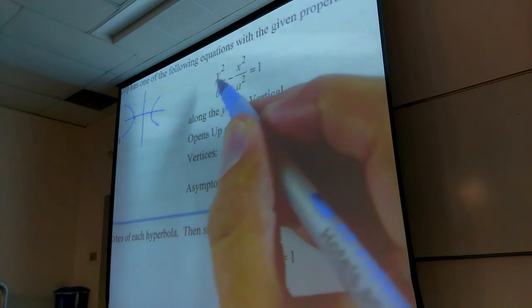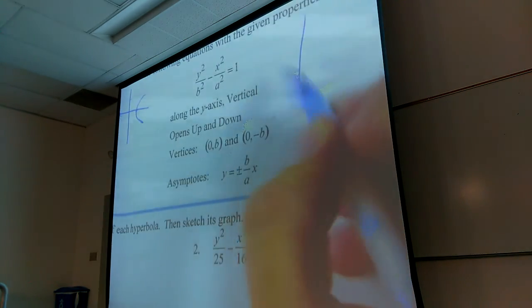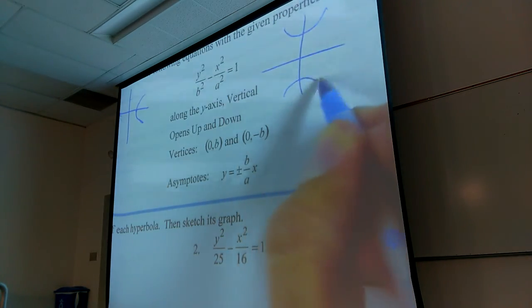This guy is not going to have any x-intercepts because I can't make y 0. Therefore, it's going to open like this. Woohoo!